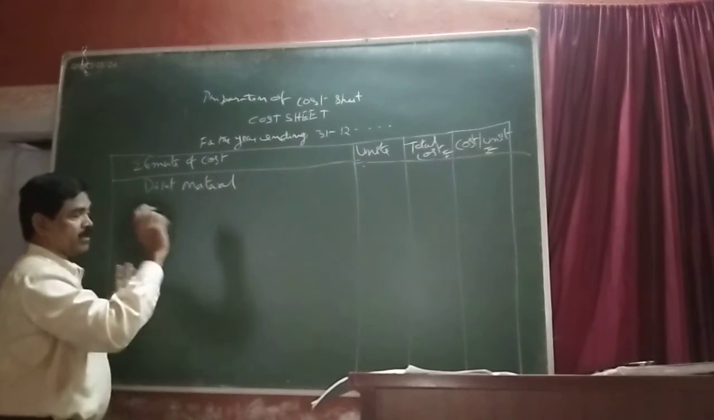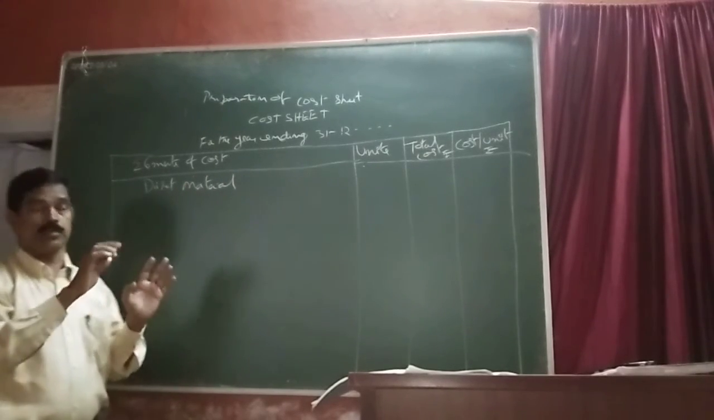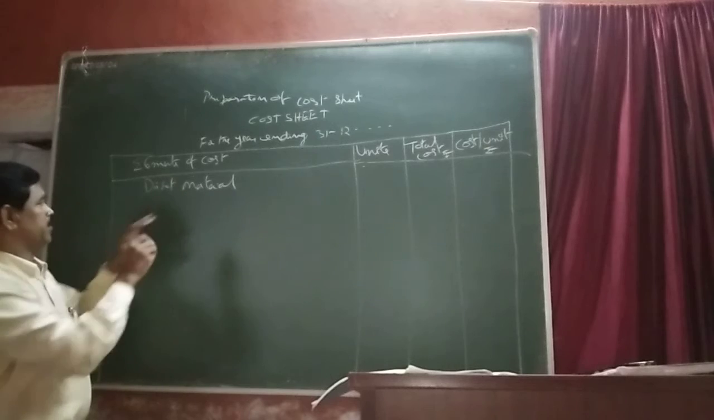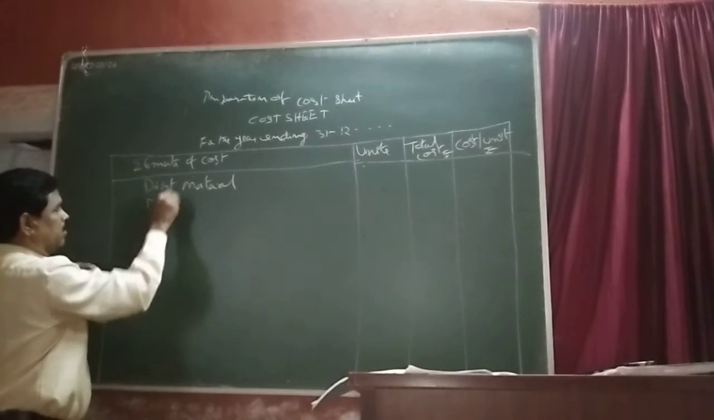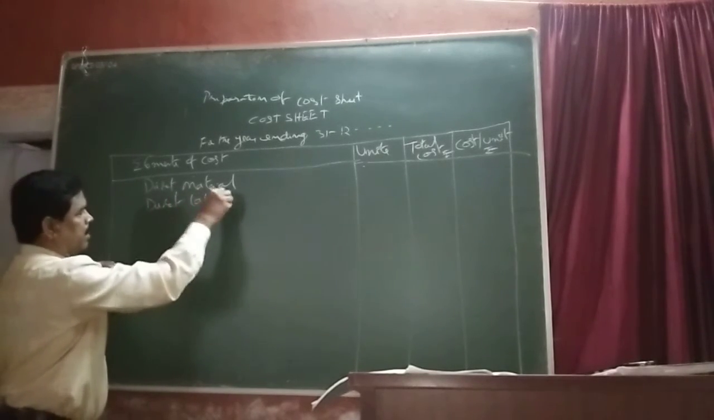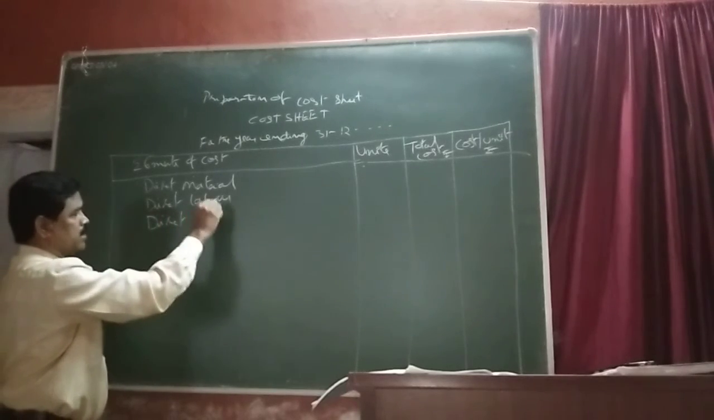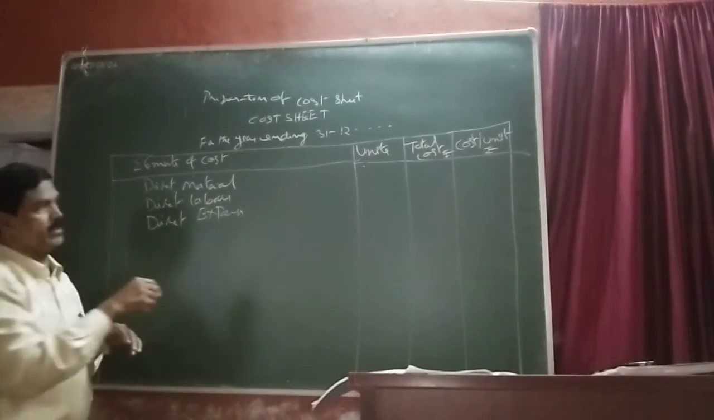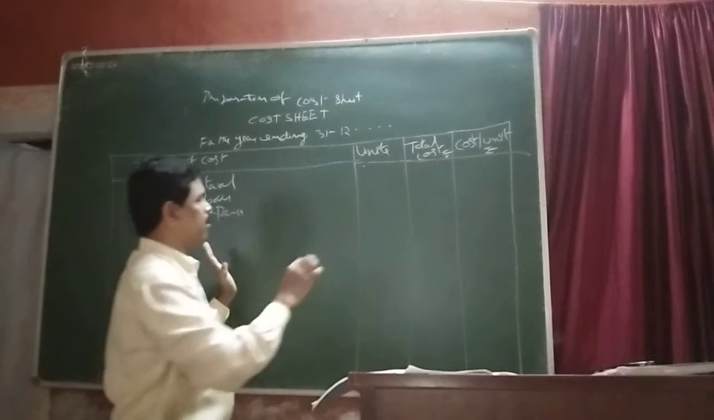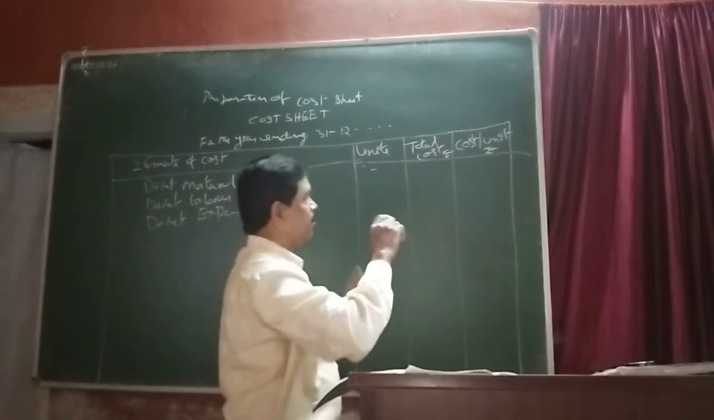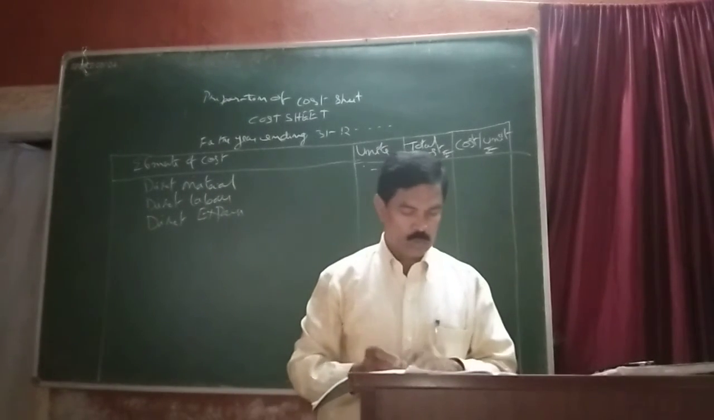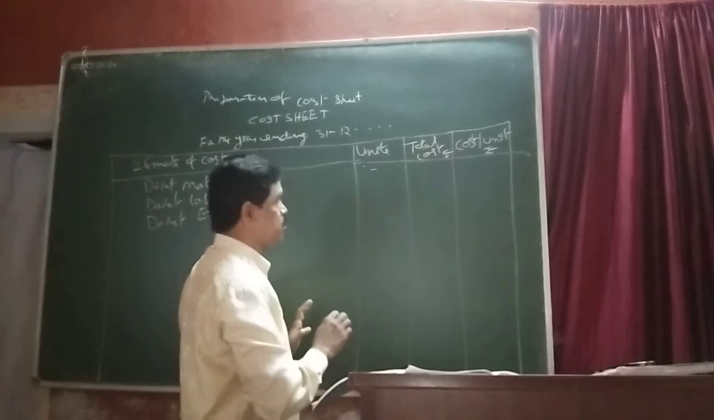See, prime cost. First of all, we calculate the prime cost. Prime cost consists of direct material, direct labor, direct expenses or chargeable expenses. It is also known as direct expenses or chargeable expenses. Here units are not given, only the total cost is given. So total cost of direct material consumed.